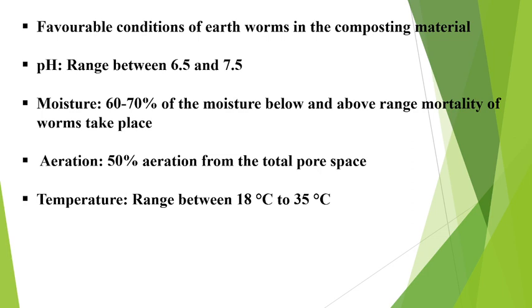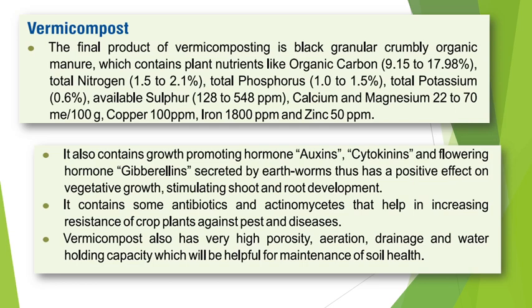So, for their actions, earthworms require certain conditions. We can call them favorable conditions of earthworms in the composting material. First is pH, potential of hydrogen ion. The range of pH is between 6.5 to 7.5. Then moisture content: 60 to 70% moisture is required. Above that, mortality takes place. Then aeration: 50% of the total pore space is required. Temperature has an optimal range between 18 degrees Celsius to 35 degrees Celsius. Okay, so all of these are vermiculture, worm farming.